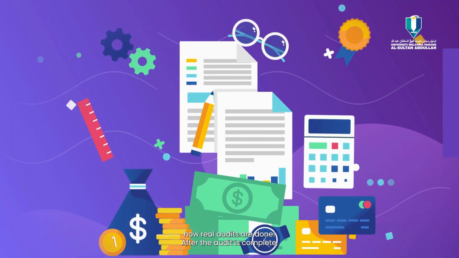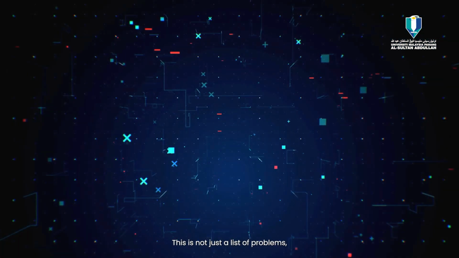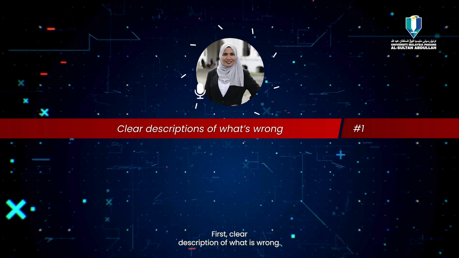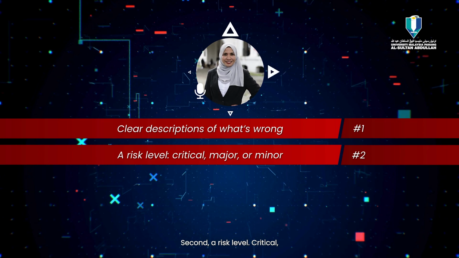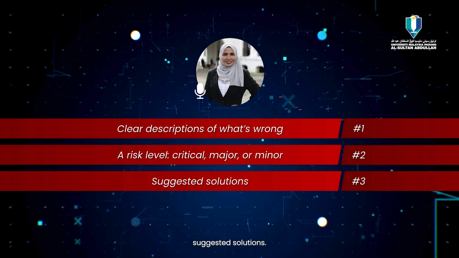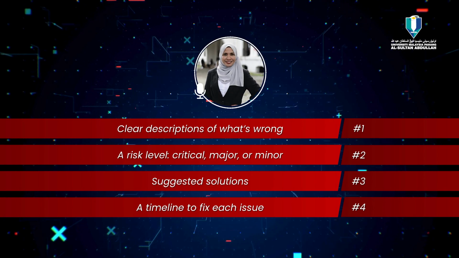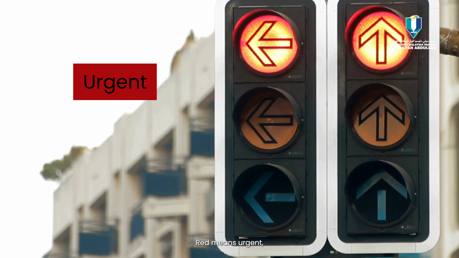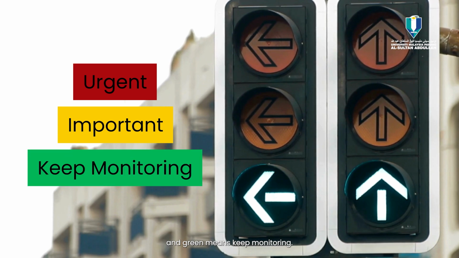After the audit is complete, the auditor prepares a report. This is not just a list of problems, but it includes, first, clear descriptions of what is wrong. Second, a risk level, critical, major, or minor. Third, suggested solutions. And fourth, a timeline to fix each issue. You can imagine it's just like traffic lights. Red means urgent, yellow means important, and green means keep monitoring.